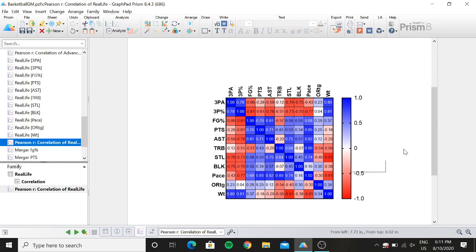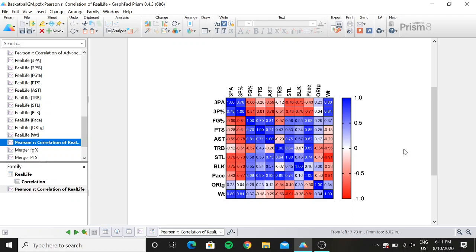So I've taken a look at all these real life statistics and tried to do a correlation heat map. And once again, I found some pretty shocking results. First of all, as we expected, there is a very strong connection between three-point percentage and three-point attempts, which we had seen in the simulation as well.